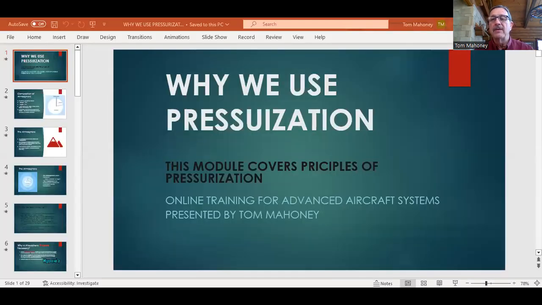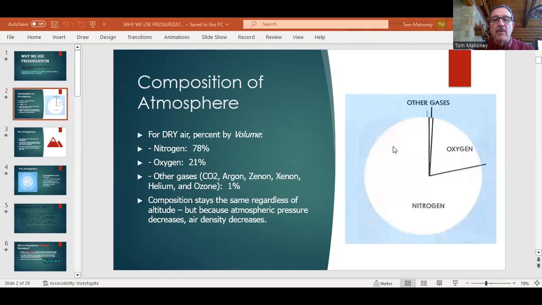This is not actually a systems module. It's not found in your AeroSim. This is something I've made up just so we could get a good understanding of the reason we have pressurization on our aircraft. So let's get started. We'll start out with the composition of the atmosphere.